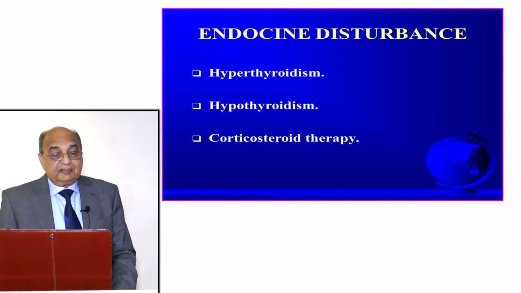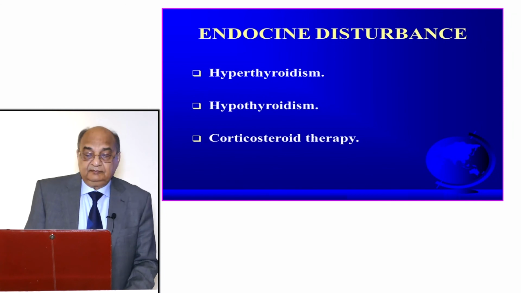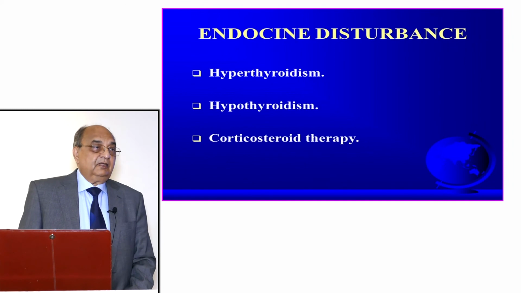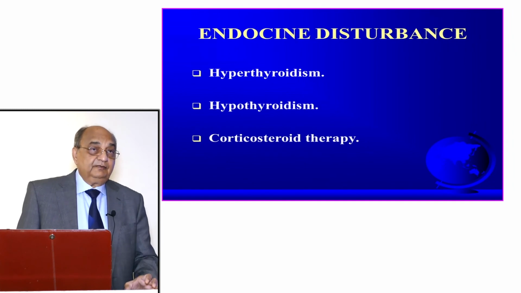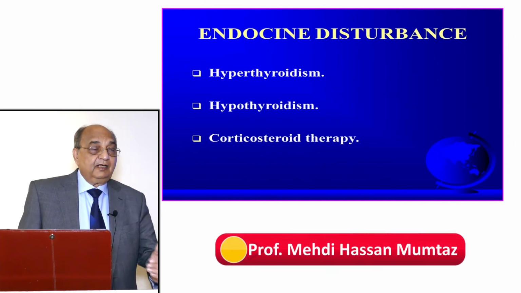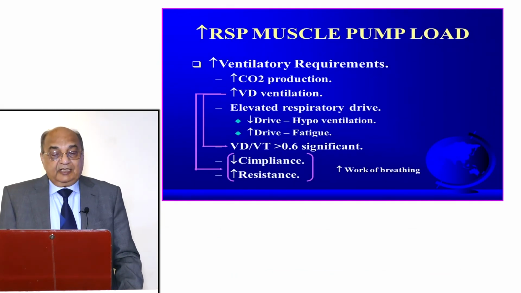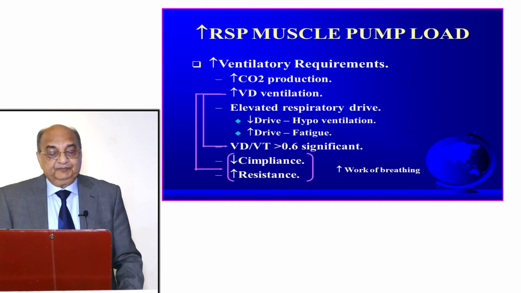Then endocrine disturbance: hyperthyroidism, hypothyroidism, corticosteroid therapy. All these things should be looked into, right? They should be corrected as far as possible. Then respiratory system muscle pump load.